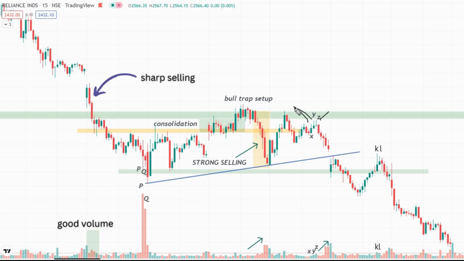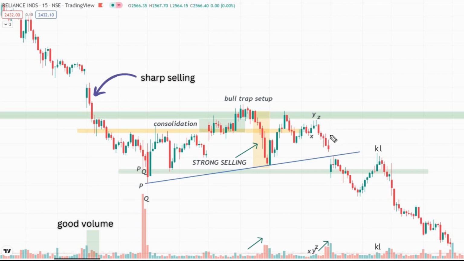So sellers are present at these candlesticks. Sellers are dominating the prices at the higher level. That's why we are seeing increase in volume and decrease in buying pressure or decrease in buying momentum. So this is hidden selling that is happening at candles X, Y and Z. That's why, what is the next candle?